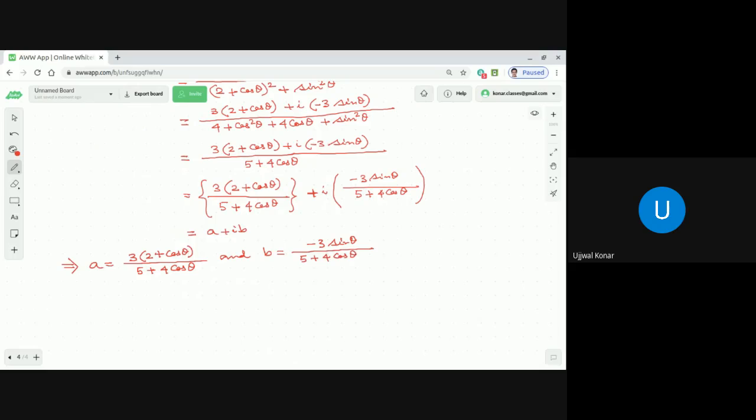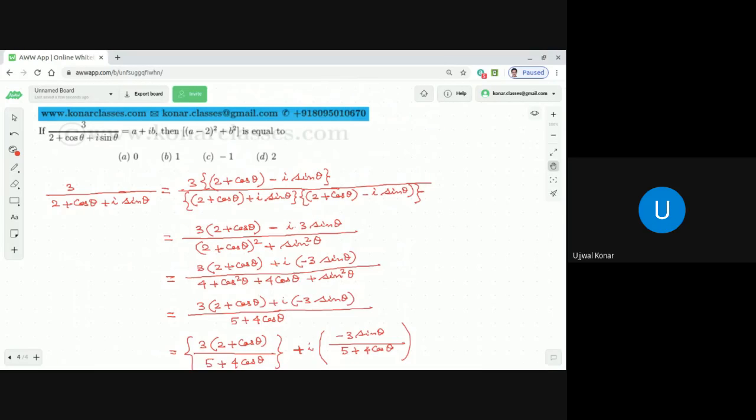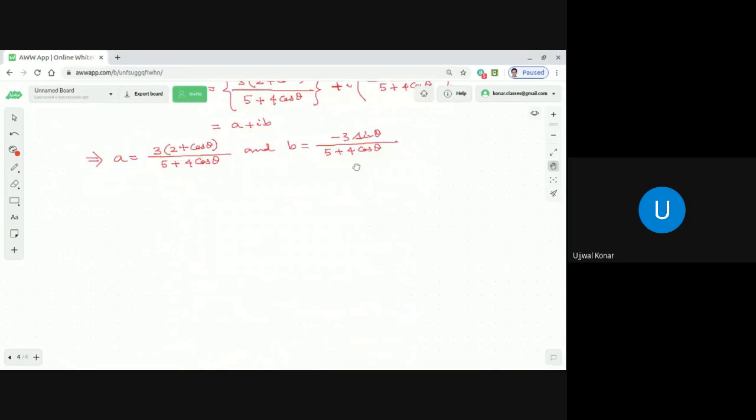After that, if you look into the question, dear students, we are supposed to find a minus 2 whole square plus b square. So we need to find the value of a minus 2 whole square plus b square.